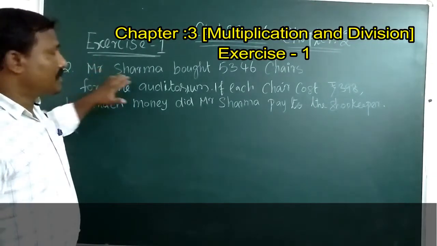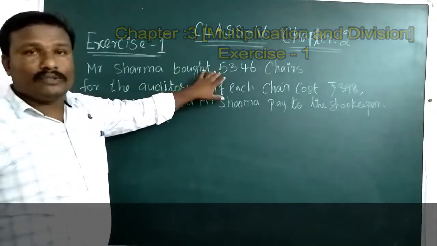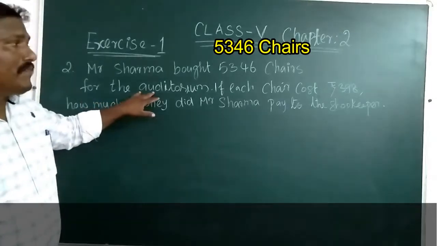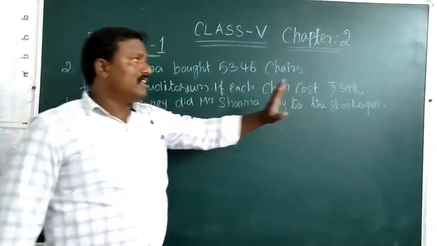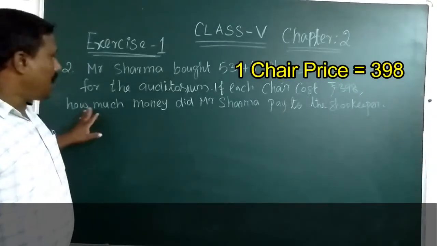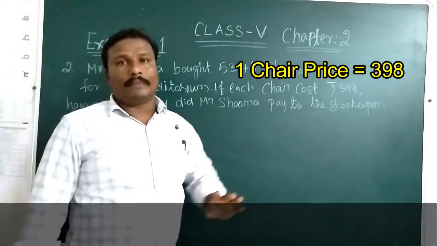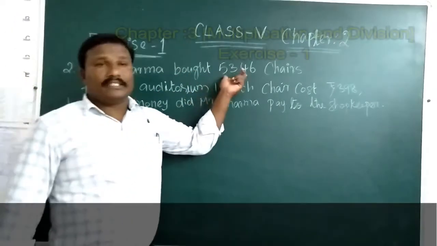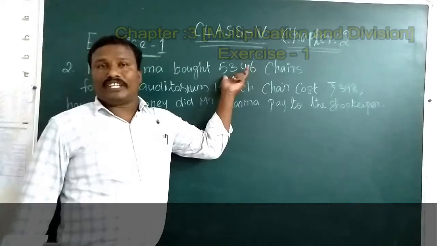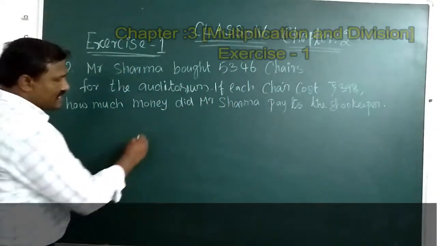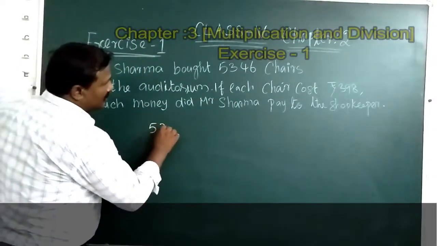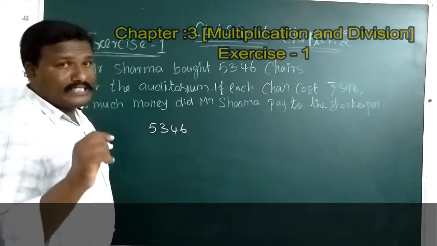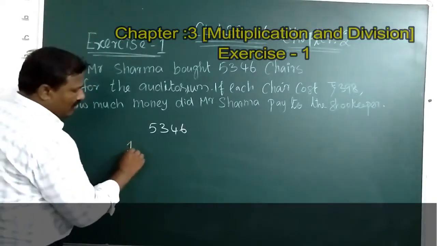Sum 2. Mr. Sharma bought 5,346 chairs for the auditorium. If each chair costs 398 rupees, how much money did Sharma pay to the shopkeeper? So actually Sharma purchased 5,346 chairs. How many did he purchase? 5,346 chairs he purchased.